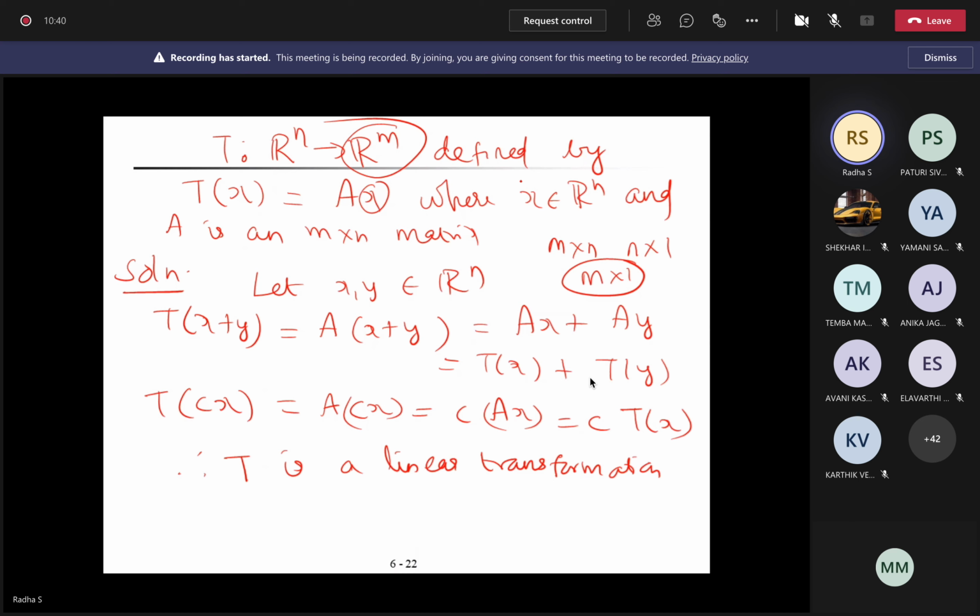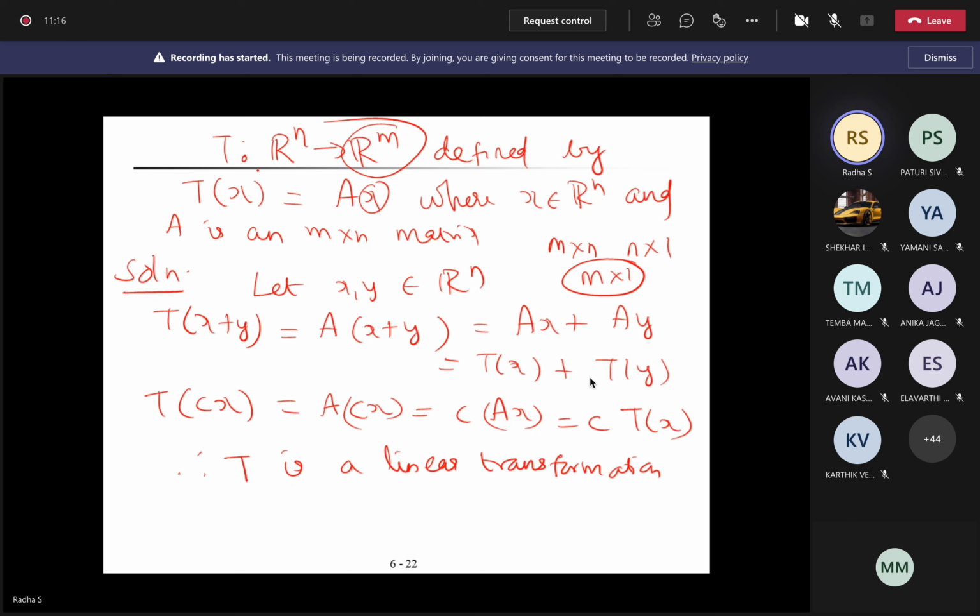So I am going to say that this is a linear transformation, right? Here the linear transformation does nothing. It just takes a vector from R power n and multiplies it by an m by n matrix to give an m by 1 matrix, or an m by 1 vector. You can even call that a vector. So I need to prove that such types of transformations are also linear. What is the thing you need to prove to say that this T is a linear transformation?